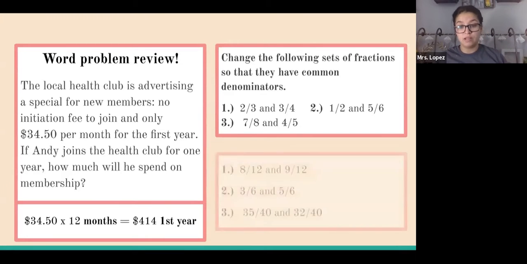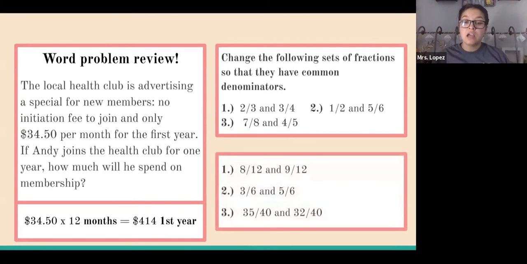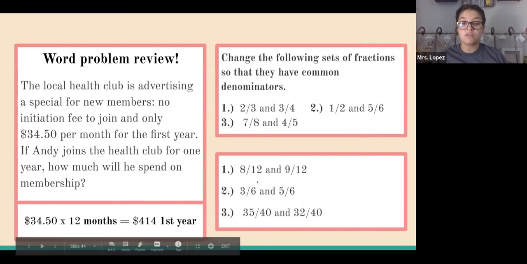Your answer should have been something like this. We have 8/12 and 9/12. That's where you have the same denominator right here. We have 3/6 and 5/6. As you notice, nothing has changed with the fraction 5/6, because 2 goes into 6 evenly, so you only had to change the first fraction. And then we have 35/40 and 32/40, because they have the same common denominator.